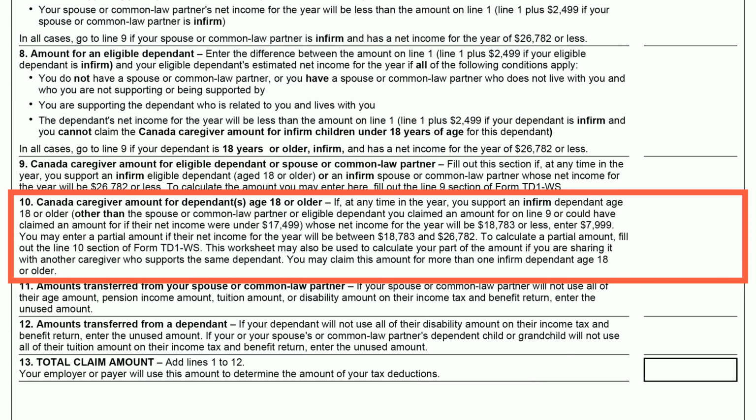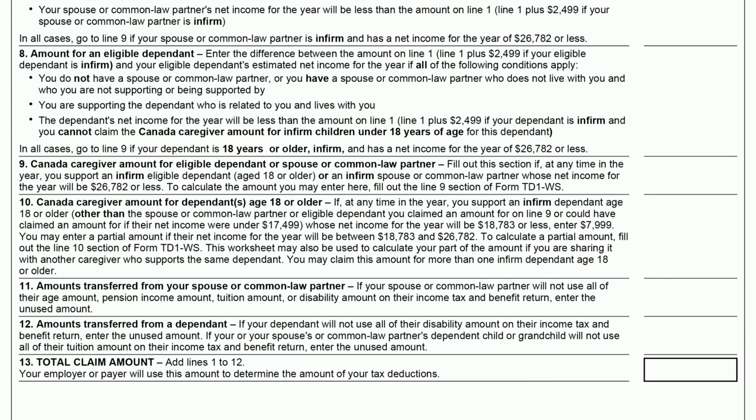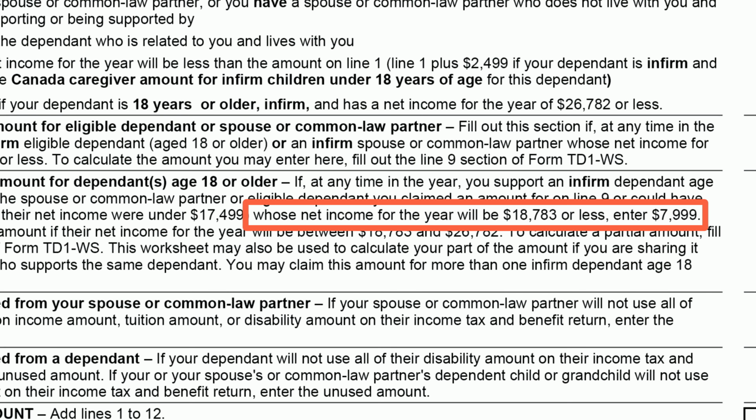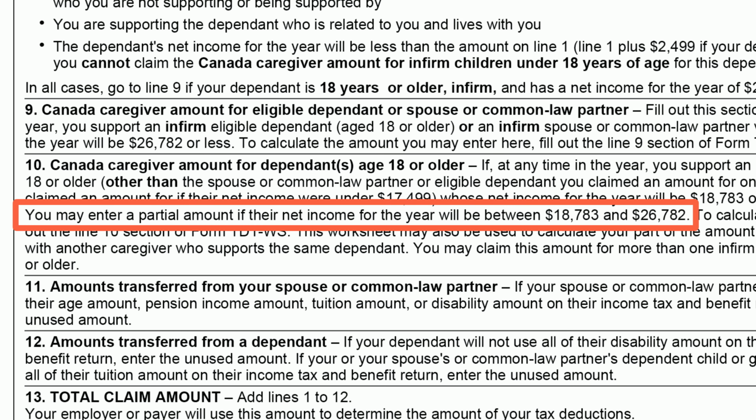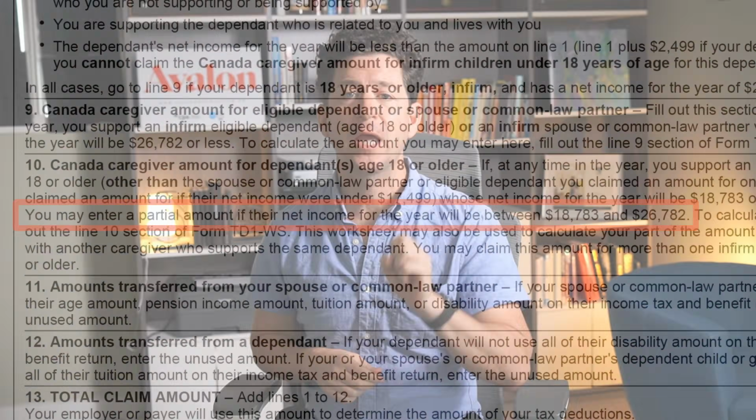Line 10 is for those who support an infirm dependent who is 18 years of age or older. If the dependent's income is $18,783 or less, enter $7,999 on this line. If the dependent's income is between $18,783 and $26,782, use line 10 on form TD1-WS to calculate this amount. Here's how that calculation works.